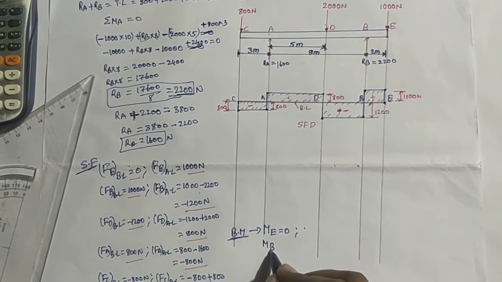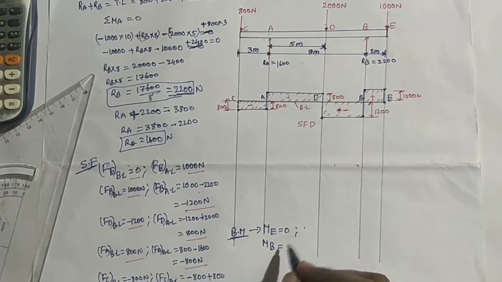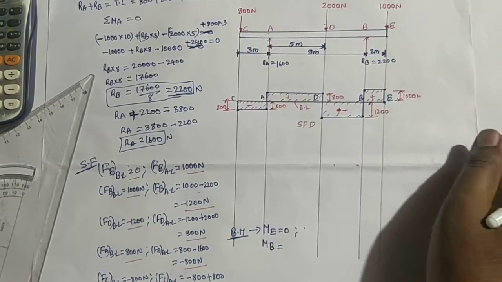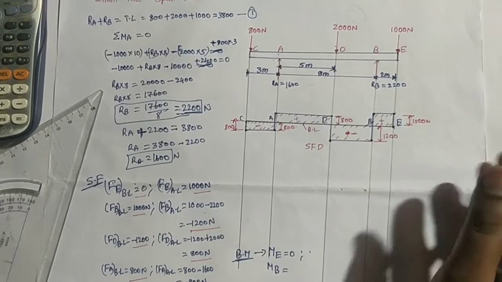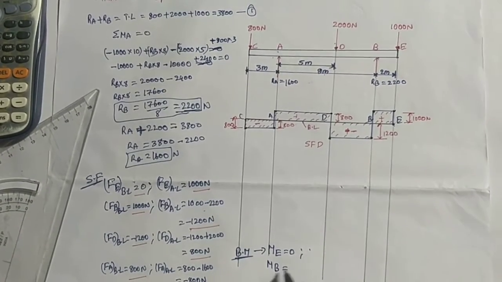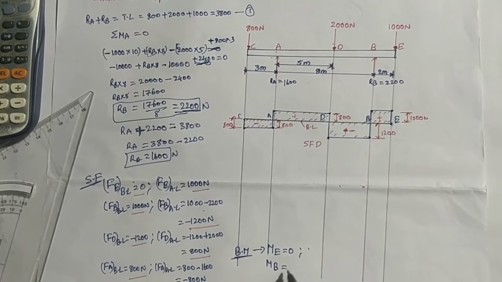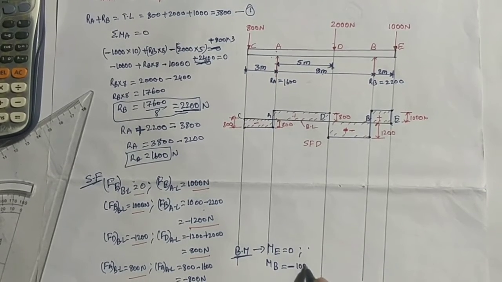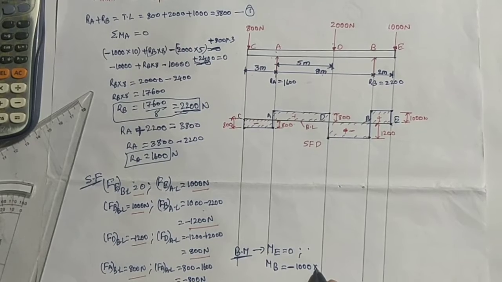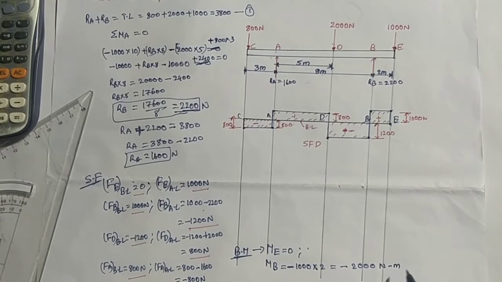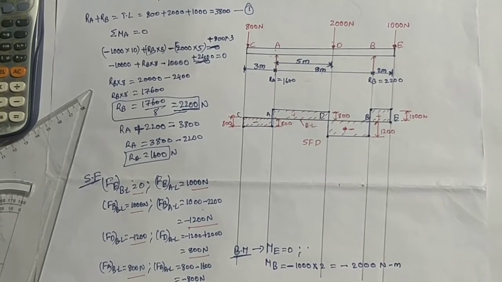Next, bending moment at point B. Right side of B has one point load, that is 1000 newtons. It is acting at a distance of 2 meters from point B, and the 1000 newtons is acting clockwise. Clockwise is negative, so minus 1000 into 2 meters equals minus 2000 Newton meter. Okay, this is the value of bending moment.